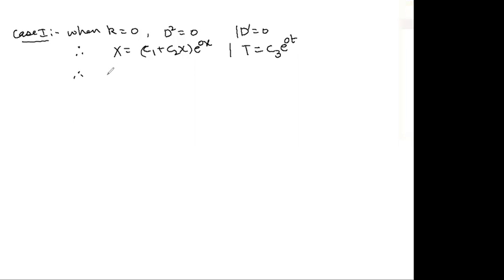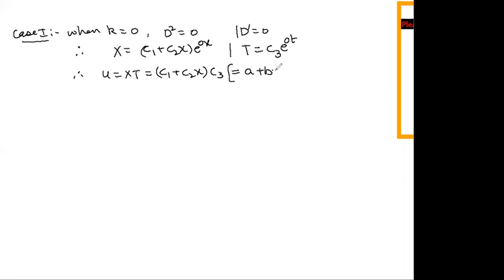Therefore, what is the solution? It is u is equal to XT. It is equal to c1 plus c2x into c3. You mark this as 5. Here c1 c3 we will write as a, and we will write it of the form a plus bx. You mark this as 5. Up to 4 we have already used.